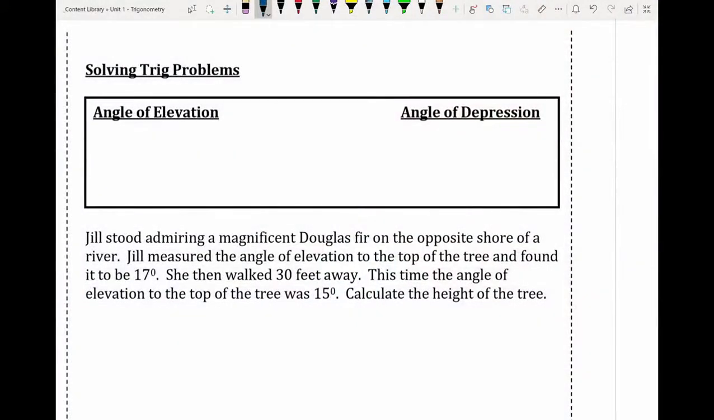In today's note, we are going to be combining the two laws that we learned previously, the sine law and cosine law, as well as our trig ratios, sine, cos, and tan, and apply those to solving application questions or word problems.